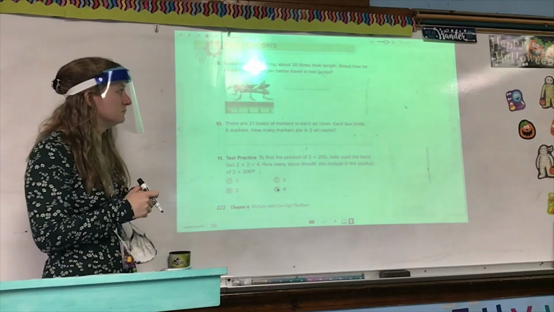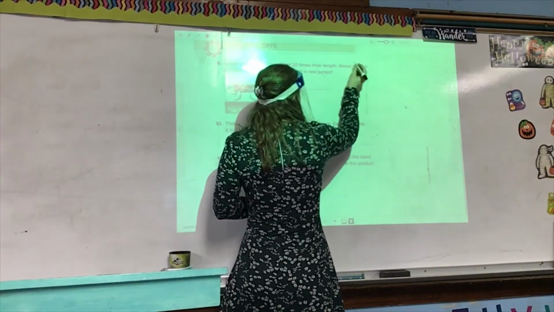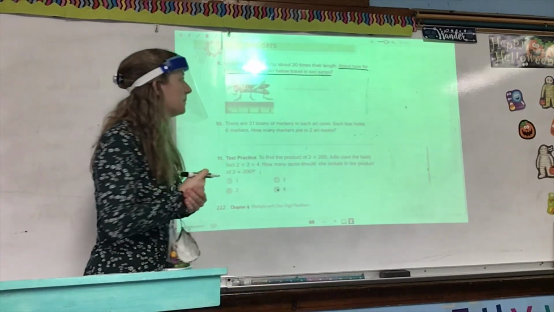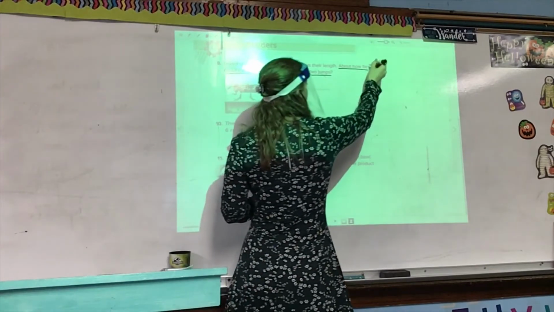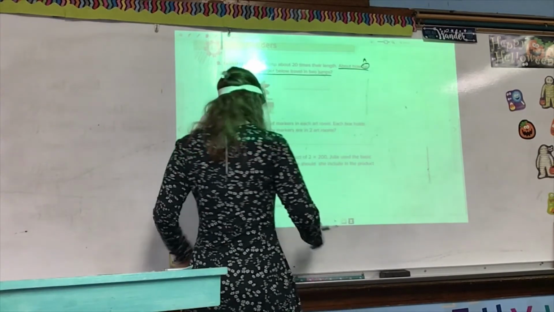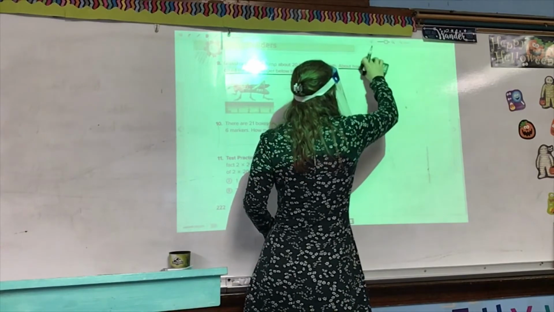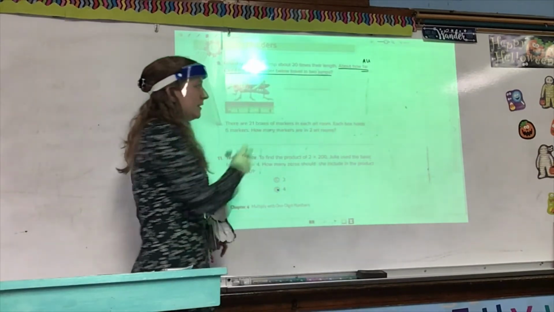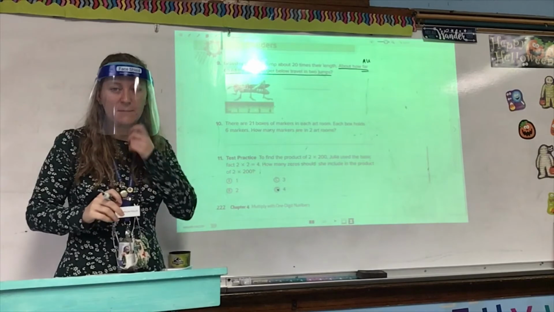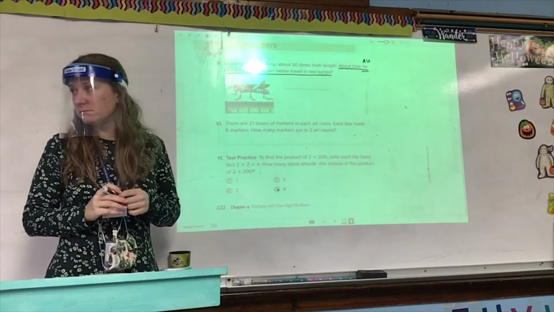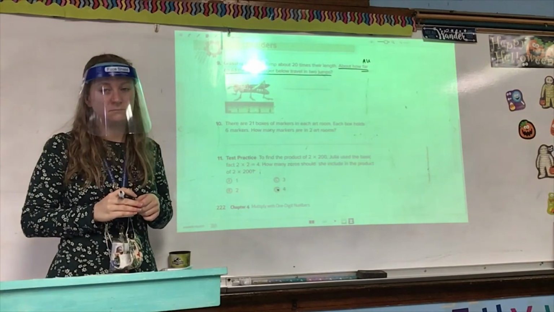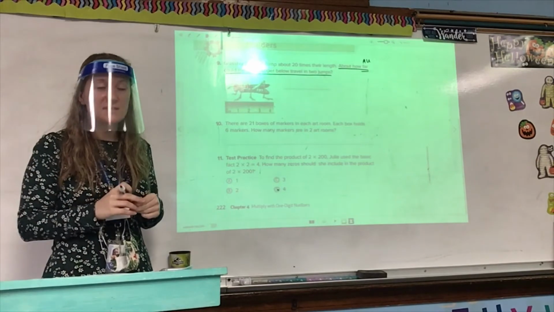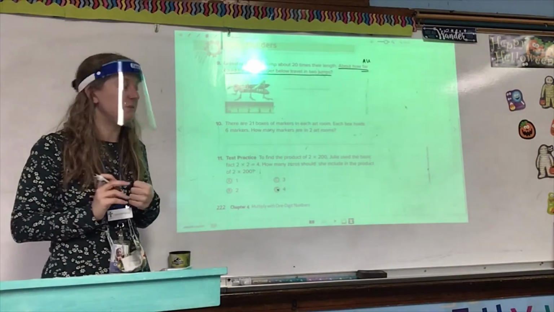Okay, let's look at this problem. The question says, about how far could the grasshopper below jump travel in 2 jumps? So about how far? Far is our answer unit. Now, are we going to say blank far? What does far tell us we need to look for in our problem? Smith? The distance of something. The distance, so miles, feet, inches, whatever.